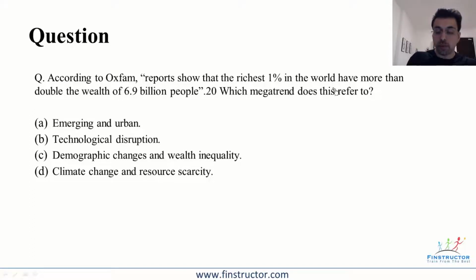The Oxfam report shows the richest 1% have more than double the wealth of 6.9 billion people. Which is the megatrend? Emerging markets, technological disruption and climate change are all megatrends, but this highlights the megatrend of demographic changes and wealth inequality that we are seeing today.